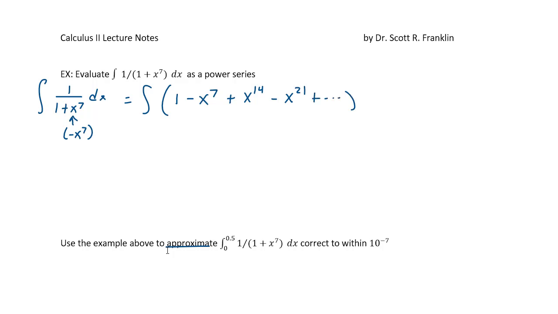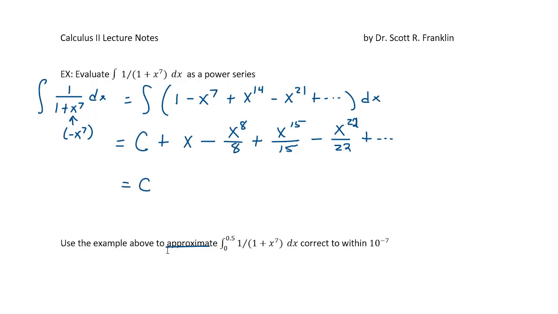plus and so on dx, which gives me a c plus x minus x to the 8th over 8 plus x to the 15th over 15 minus x to the 22nd over 22 plus and so on.